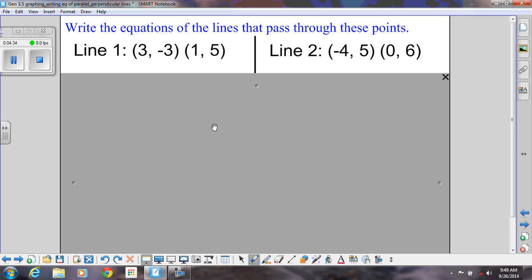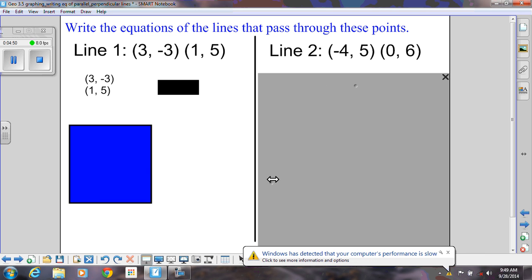So now we're going to write the equations of both of these lines, and then we're going to see if they're parallel, perpendicular, maybe they're neither. And again, remember from our slope video, we can find the slope of 2 points just by stacking them. You could use the formula as well, but I just prefer to stack them.